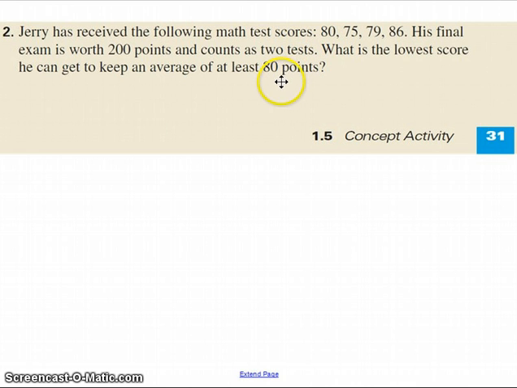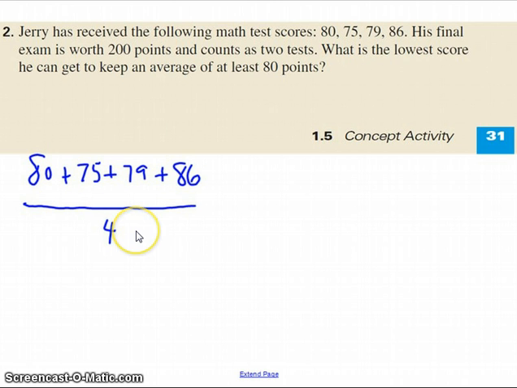They aren't asking us to figure out what his average is so far. If they did ask us that, we would simply add up the 4 scores that we have and divide that by 4, but they haven't asked that. They want us to help him keep his average up with this additional test.